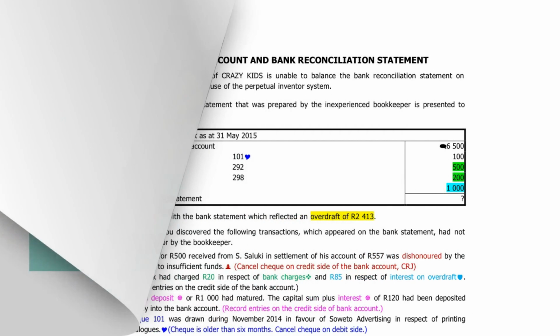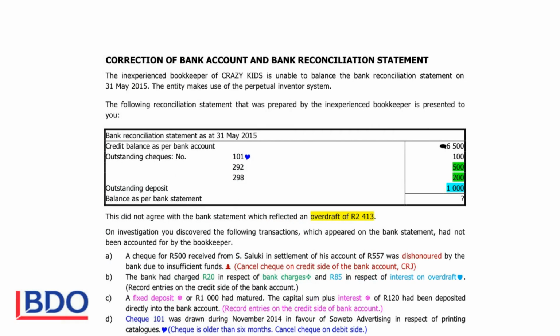Good morning. We will pay attention to bank reconciliation today, when we correct the entries directly in the bank account and we don't do the corrections in the cash receipts and cash payments journal. The inexperienced bookkeeper of Crazy Kids is unable to balance the bank reconciliation statement on the 31st of May.